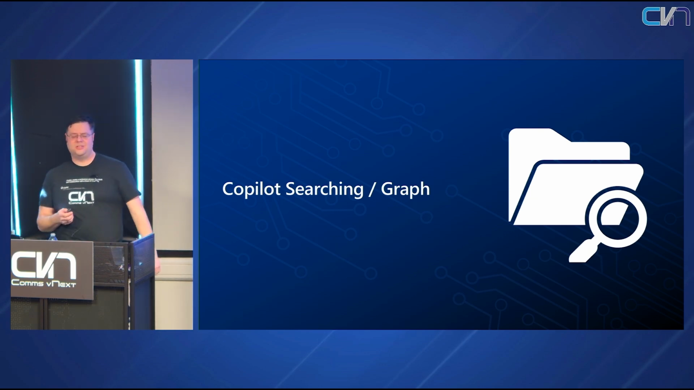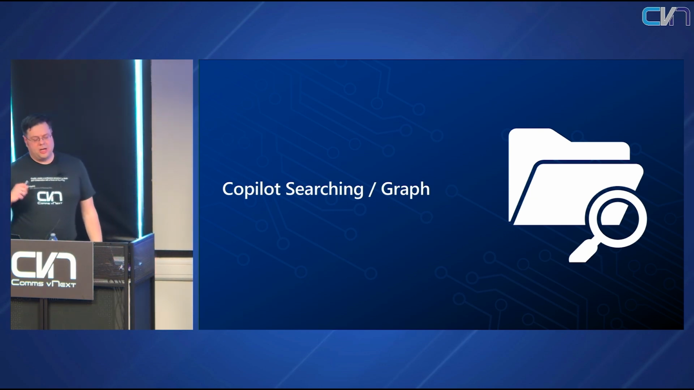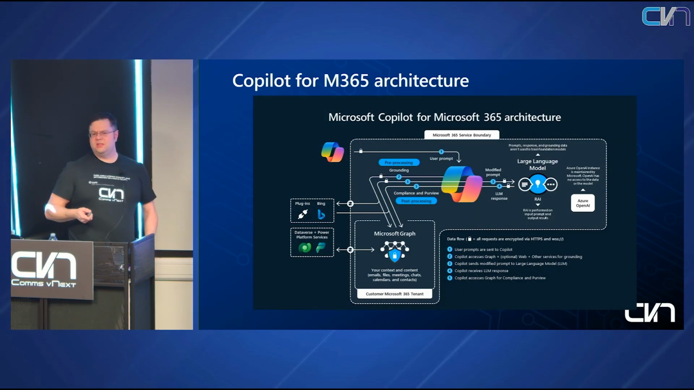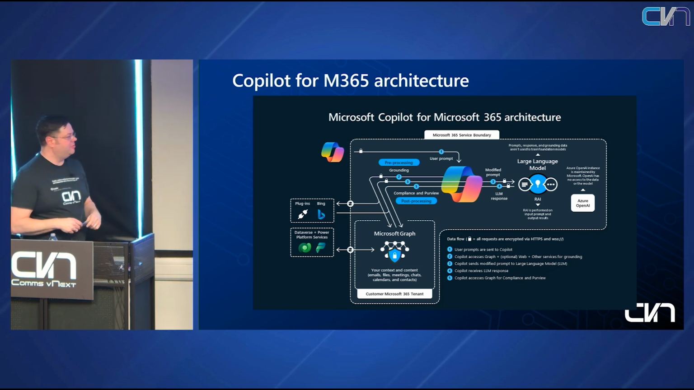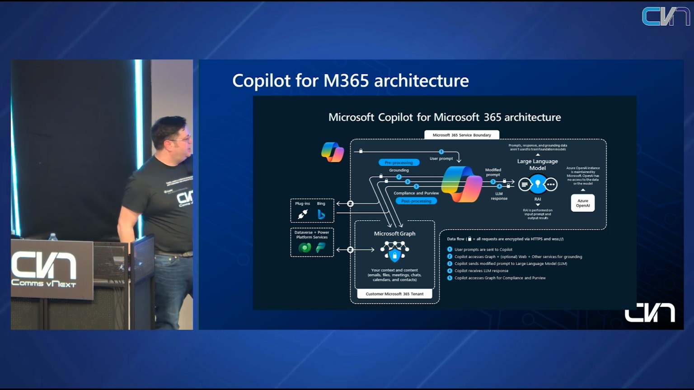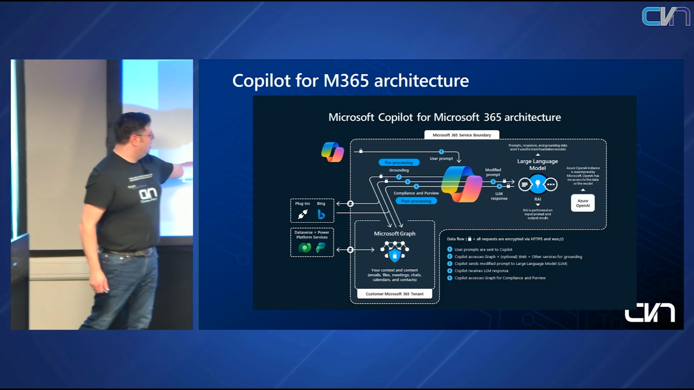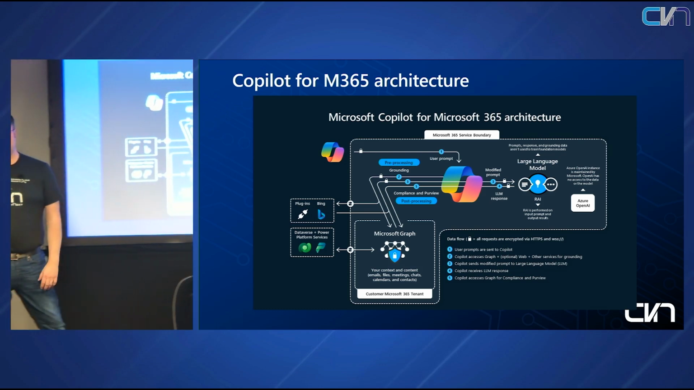Yeah, good stuff. Let's talk about Copilot and searching and Graph. Many people seen this diagram before? Handful. This is a diagram that explains some of the architecture around Copilot for M365. The outer line here is the M365 service boundary, and the inner line here is the customer's M365 tenant.